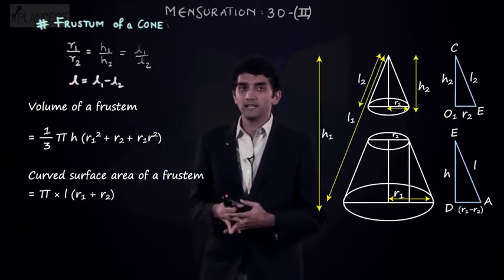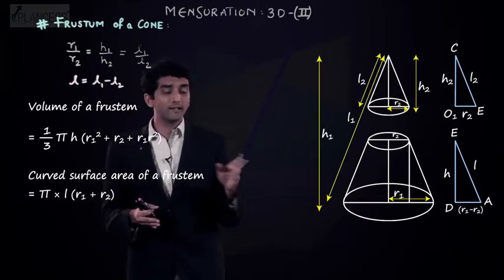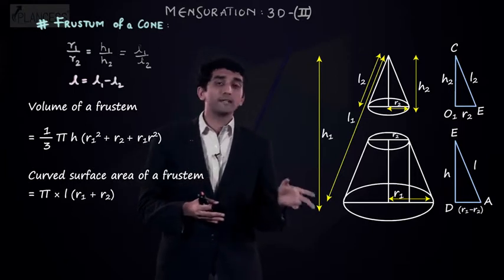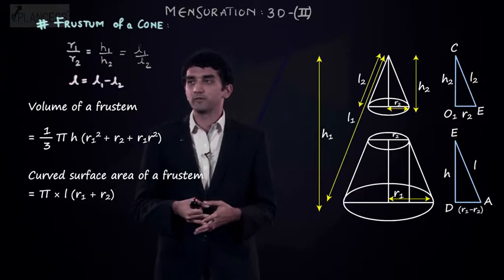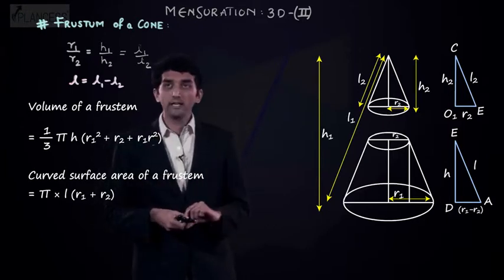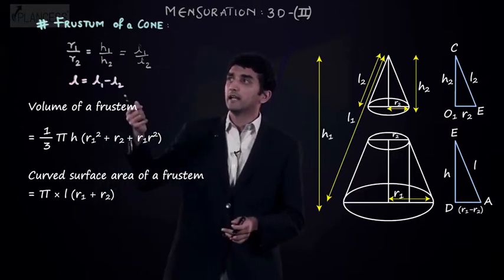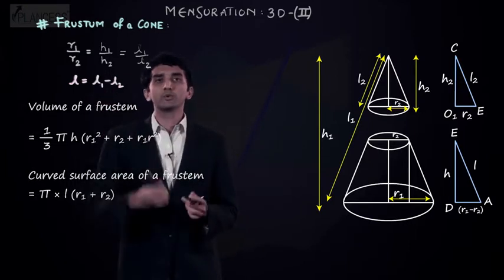So let's understand how we are going to derive these two particular formulas, basically the volume of the frustum and the curved surface area of the frustum. Now let's move ahead and try to figure out how we are going to use them.